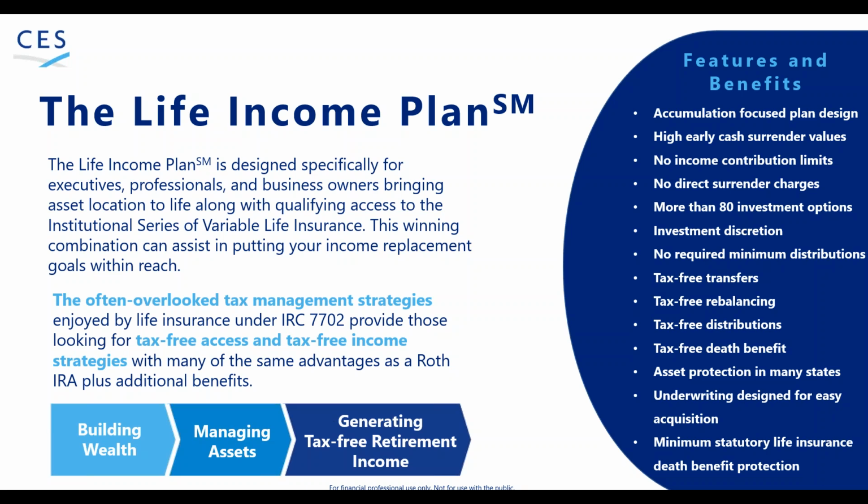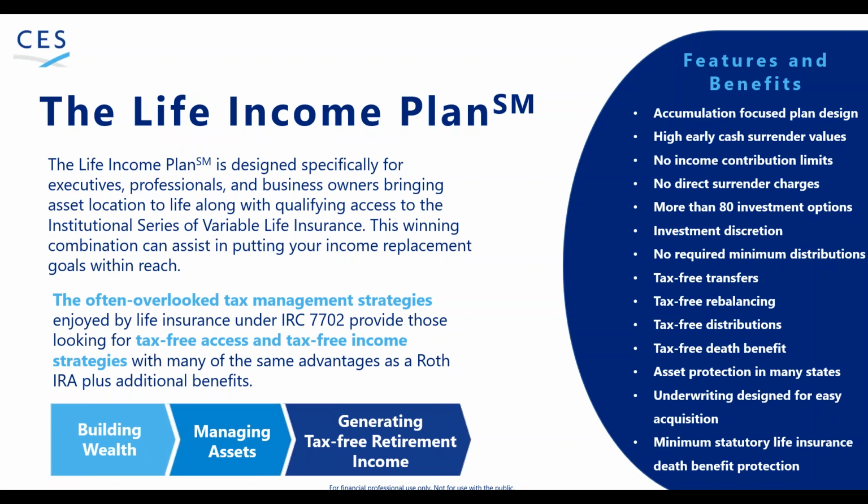No required minimum distributions. No tax. There's tax-free transfers and rebalancing, and distributions and death benefits, asset protection in many states. I know we've got people on here from all across the country. I do have a nice little link that can dig into every state and show you how they would assess the creditor protection of life insurance cash values. But I will tell you for a fact, if you are in Ohio, Indiana, Kentucky, or Michigan, they are untouchable. So having cash value inside your life insurance contract is having a state creditor protected asset.